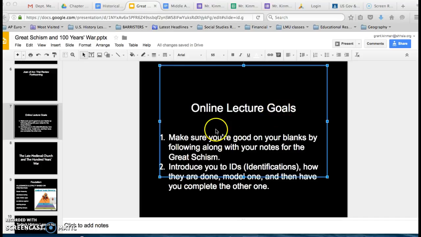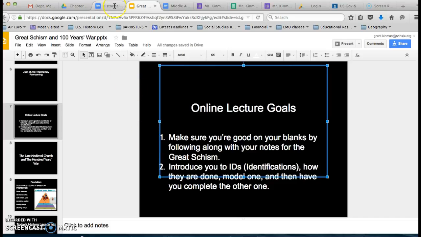Your goals are two things. One, we're going to make sure you're good on your blanks by following along with your notes for just the Great Schism. So I'm just going to cover the Great Schism in lecture. And then I also want to introduce you to IDs or identifications, how they are done, model one, and then have you complete the other one.